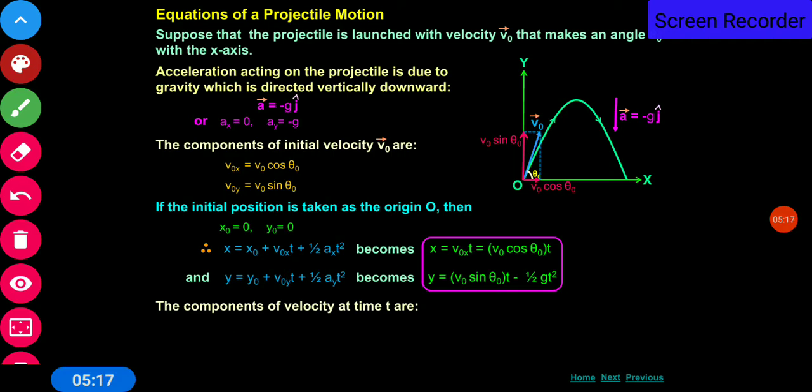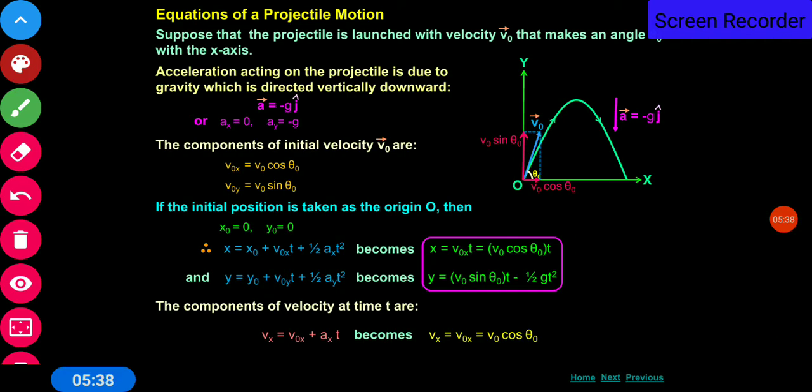Now these are the components of the position along the x-axis and along the y-axis. These are the components of the velocity at time t. Now let us discuss the components of velocity at any time t.